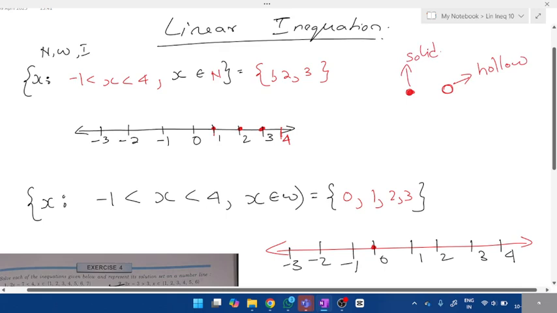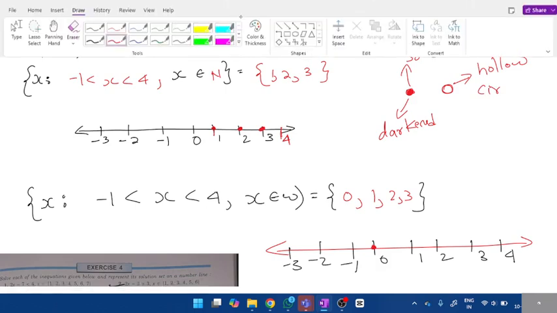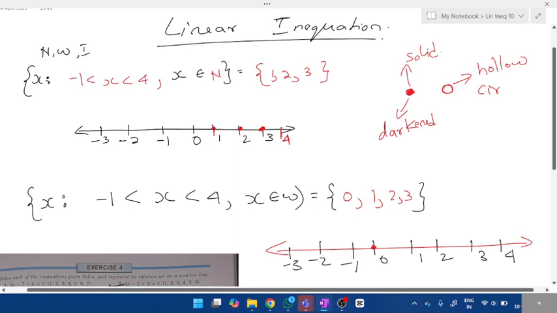Solid dot, and what's the name they give? Okay, this is a solid or darkened circle. It is fully colored, a darkened circle. And the other one is a hollow circle. Hollow means it has a hole. Example, the alphabet O, a hollow circle.